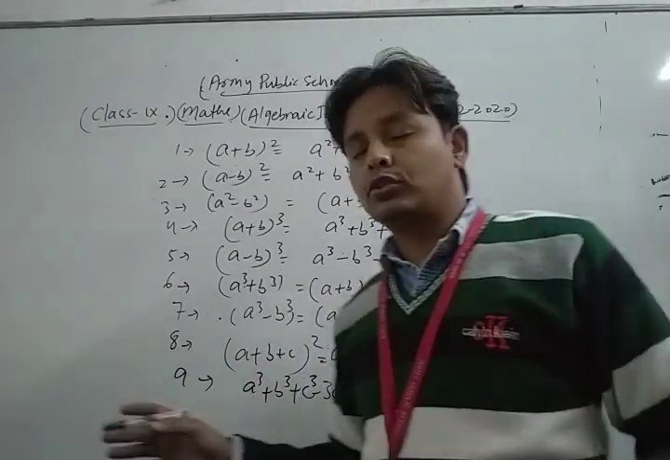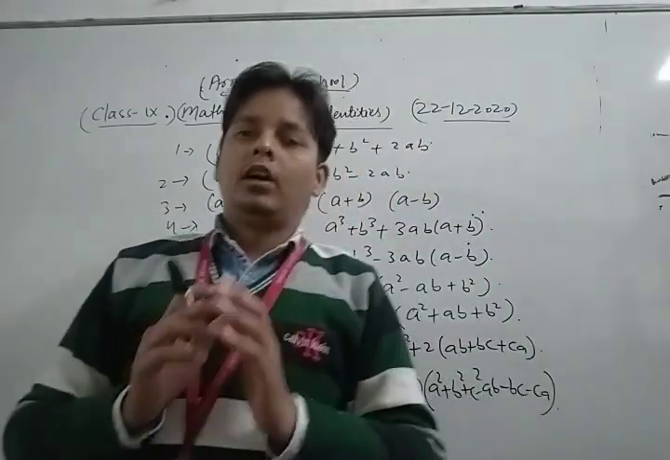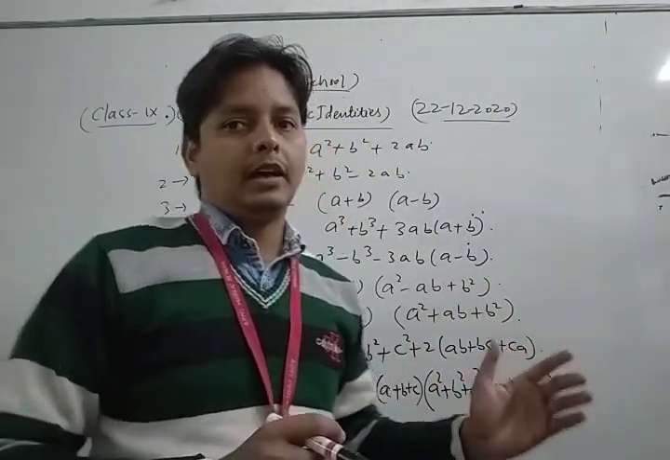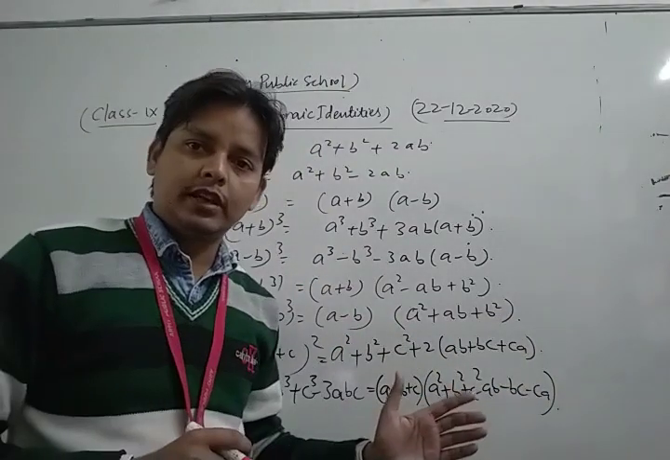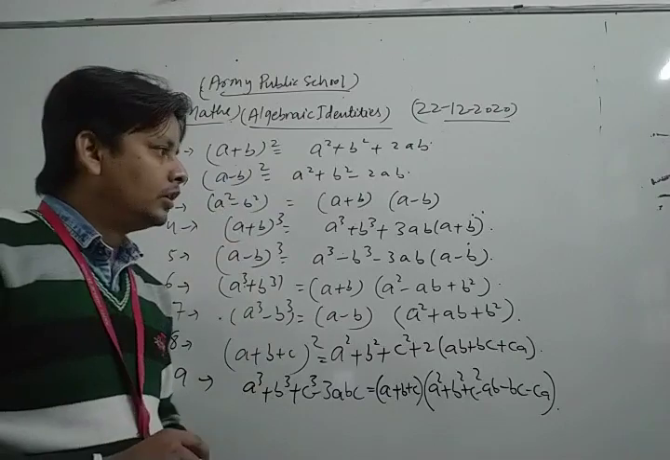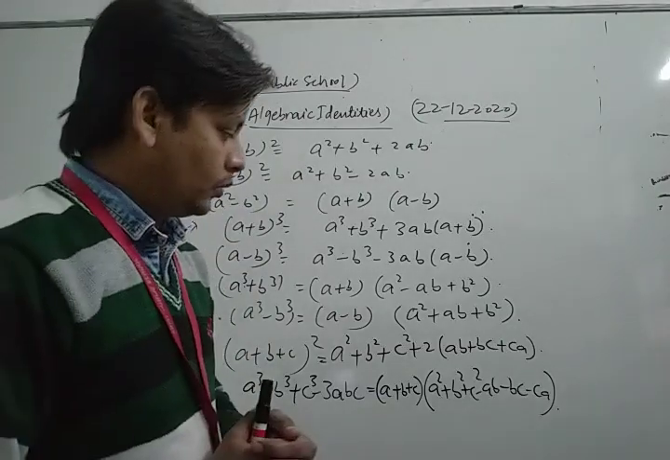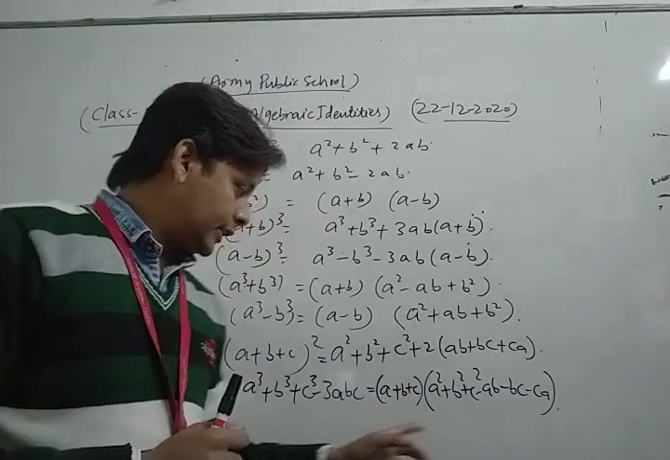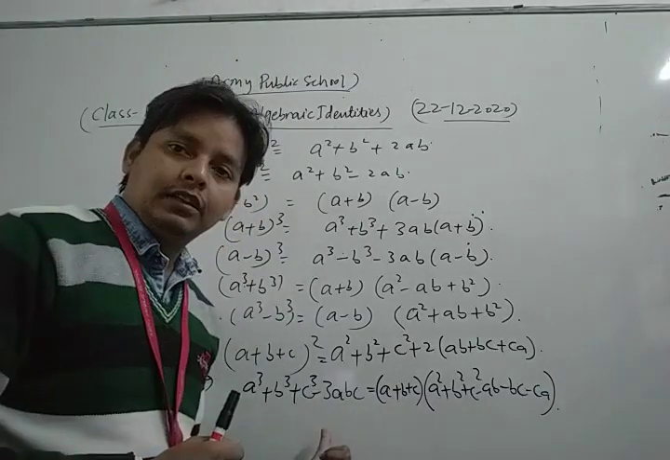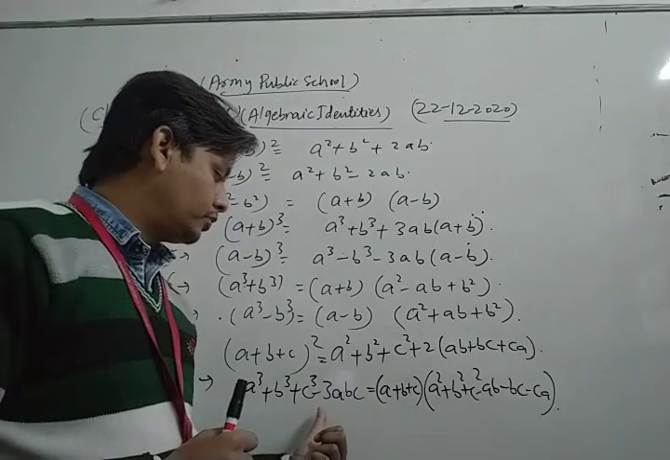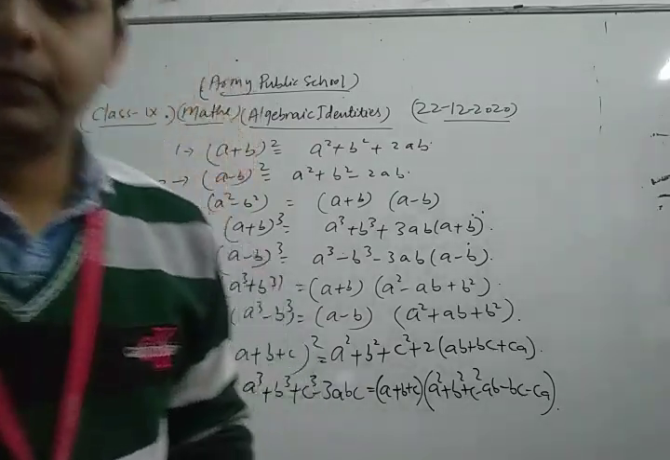Then after that you can solve all the questions of your NCERT exercise based on those identities. So these are the very important algebraic identities. Now we are going to discuss one of the most important results related to the ninth algebraic identity, a cube plus b cube plus c cube minus 3abc.